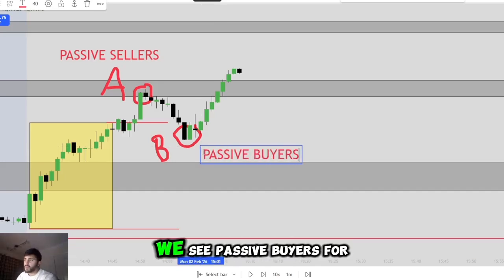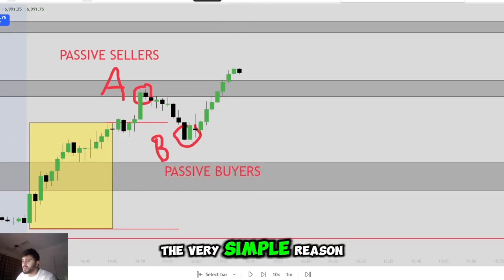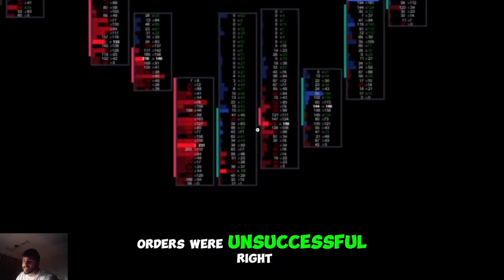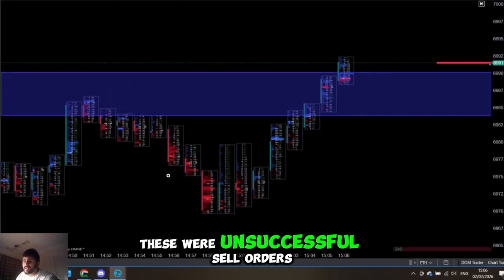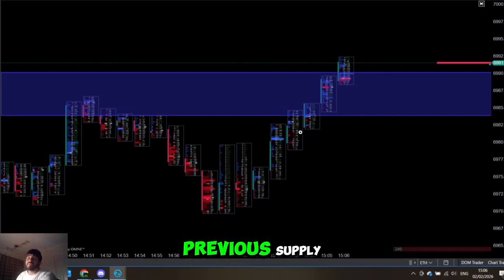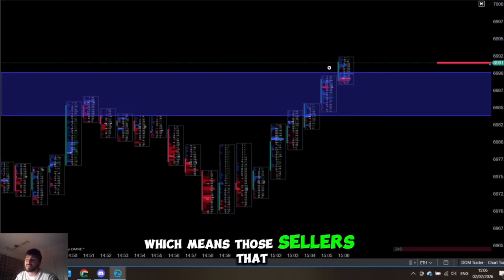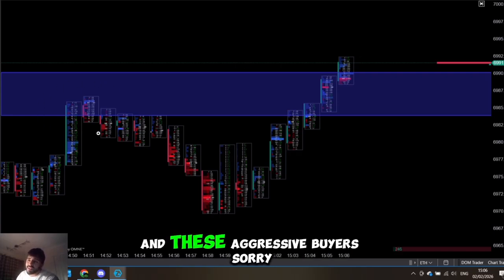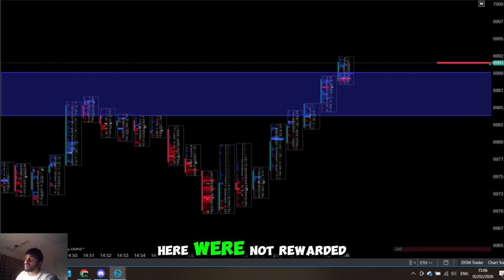buyers, right? We see passive buyers for the very simple reason that all these aggressive sell orders were unsuccessful. These were unsuccessful sell orders. Why? Because we've broken above a previous supply, which means those sellers that were in control previously on Friday were no longer in control. But when we break above a key level, we know that buyers are really in control, and these aggressive sellers, these passive buyers sitting over here, were rewarded.